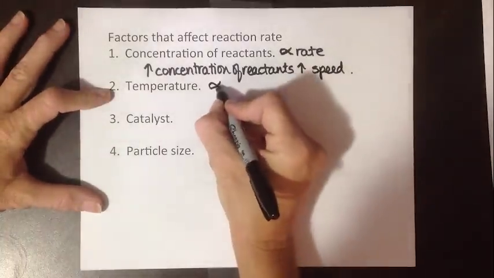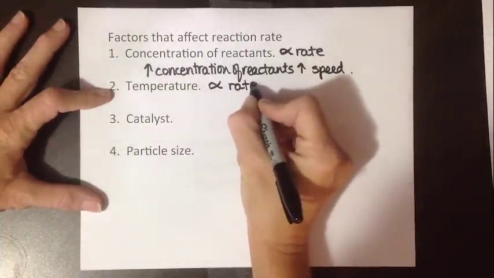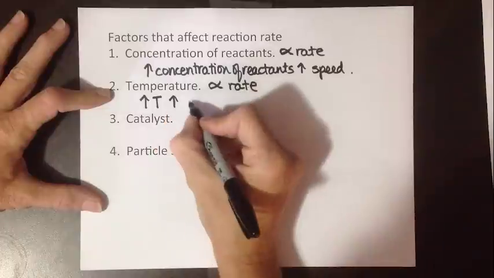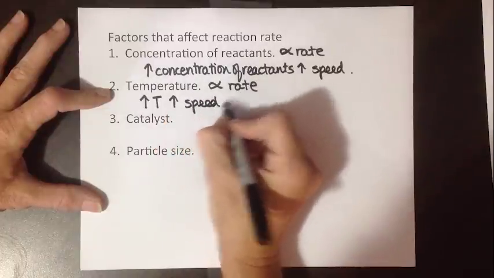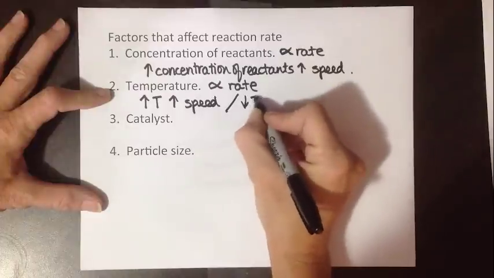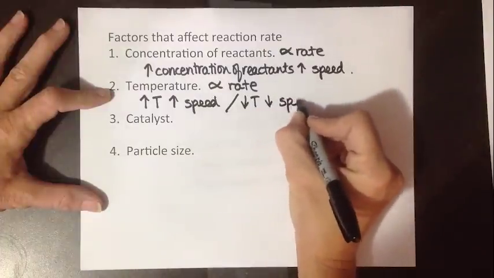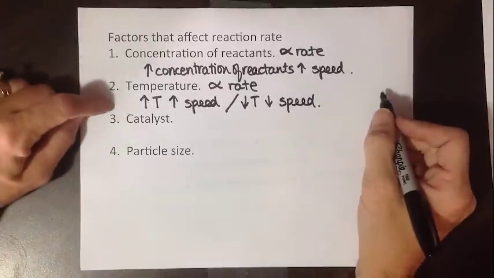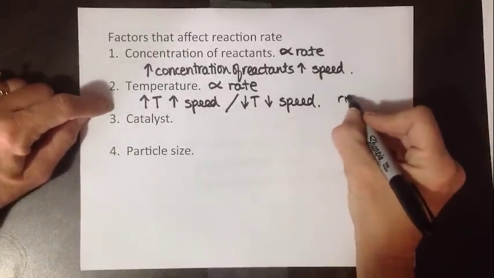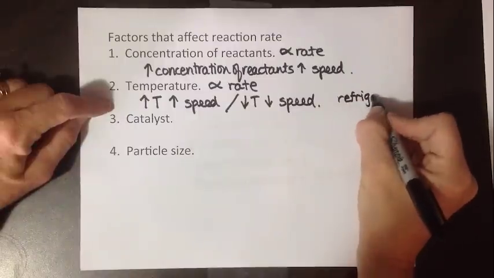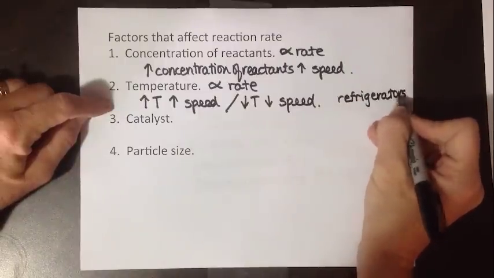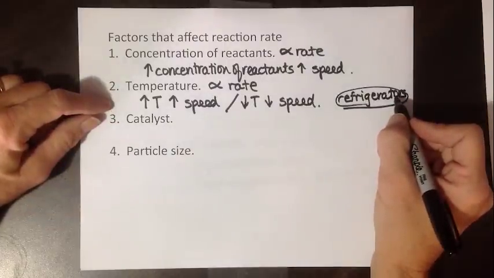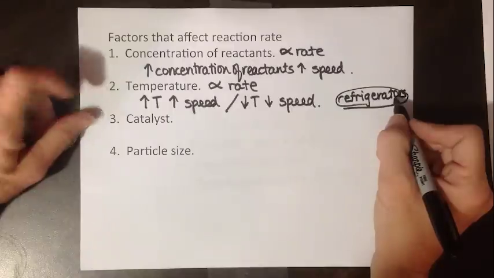Temperature is directly related to rate. So that means if you increase the temperature, you increase the speed. Or conversely, if you decrease the temperature, you decrease the speed. And I think in real life you've seen that. If you speed things up, this is why we use refrigerators. All food rots, but refrigerators keep it cold so that it rots slower. So that's a pretty good invention.